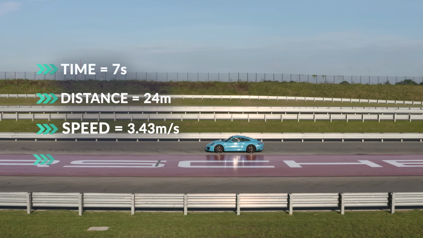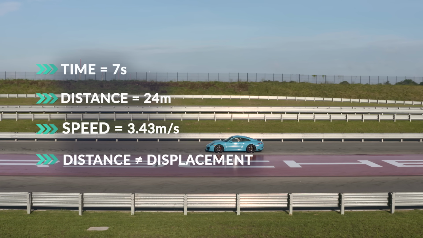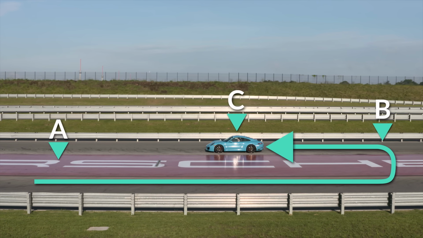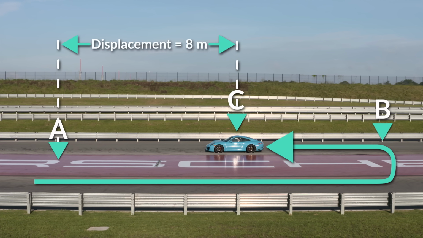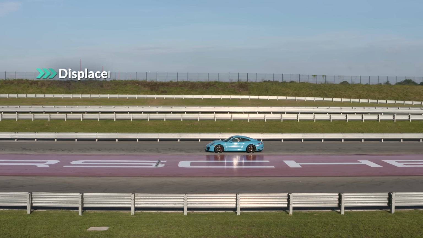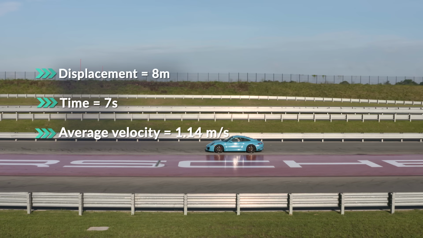However, the total distance traveled by the car is different from the total displacement. The car's displacement only takes into account the point-to-point difference in meters between the origin and the final destination. The displacement from point A to point C is 8 meters. This means that the average velocity over the journey is positive 8 meters divided by 7 seconds, which is positive 1.14 meters per second, or 1.14 meters per second to the right.